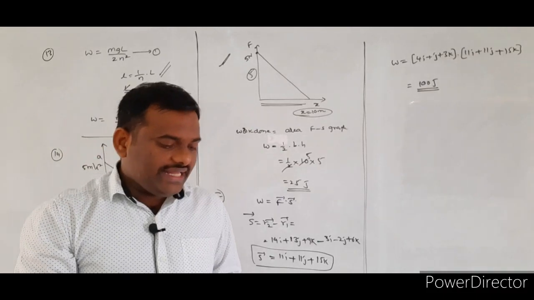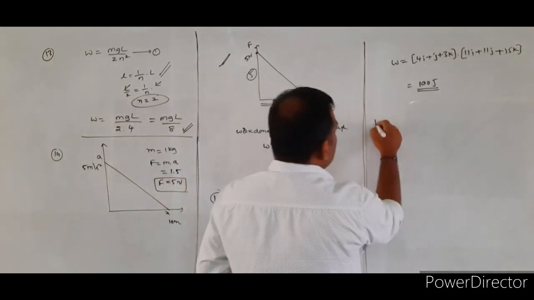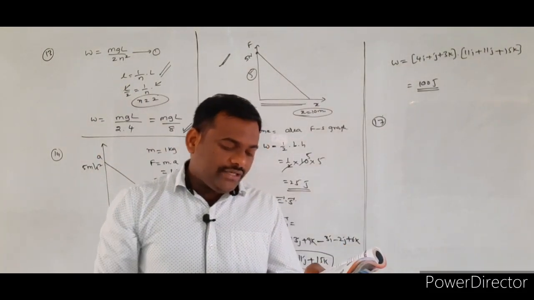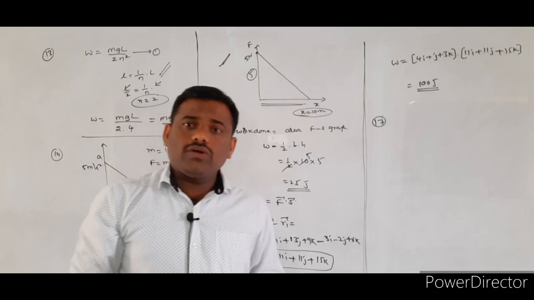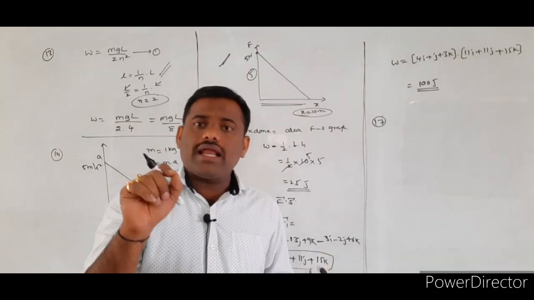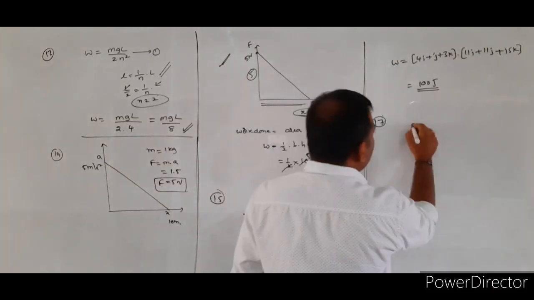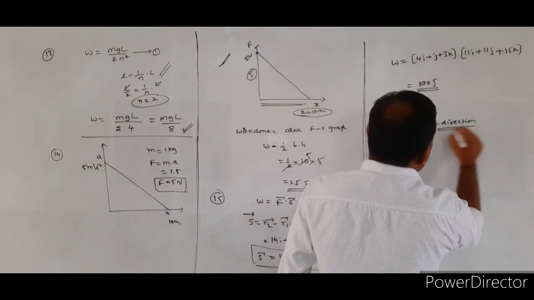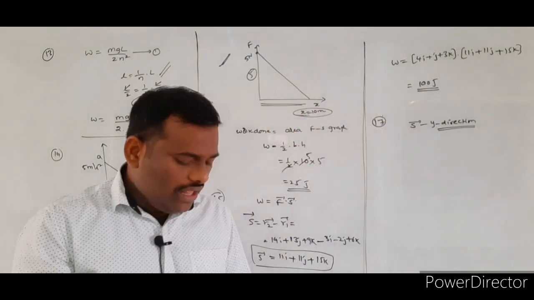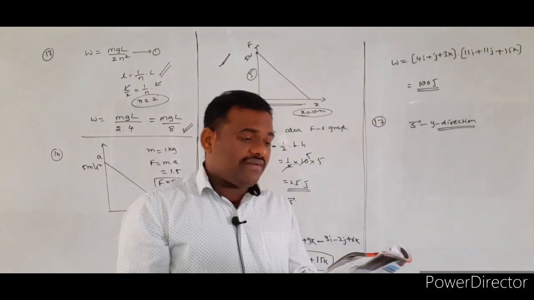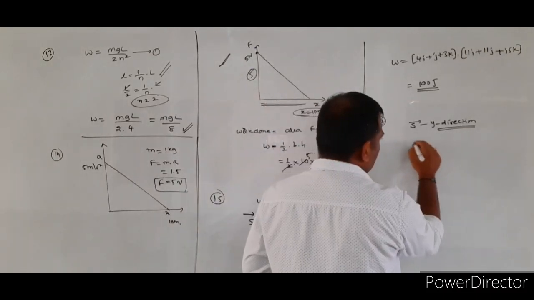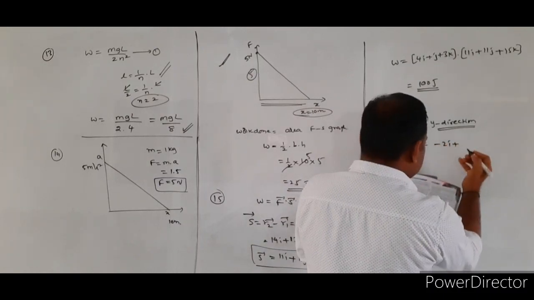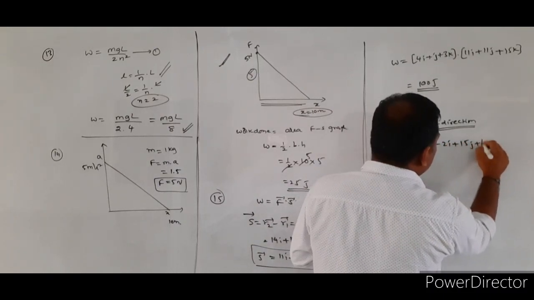Next. 17th problem. It is also related to work. A body is constrained to move in the y direction. So what they told is the body will be restricted to move along the y direction. So the displacement of the object will be along the y axis, under the force given by F bar is equal to minus 2i plus 15j plus 6k.